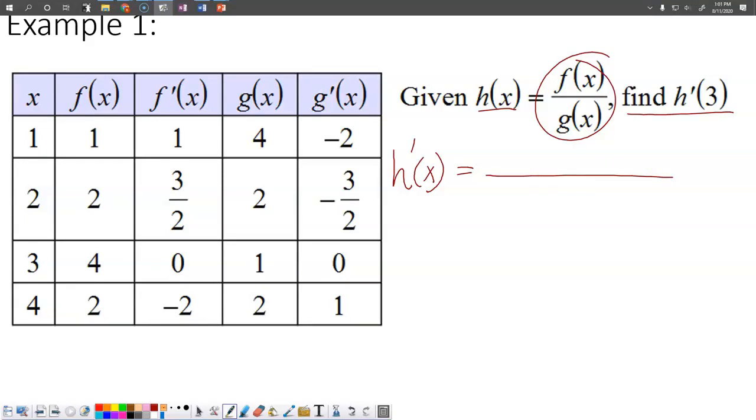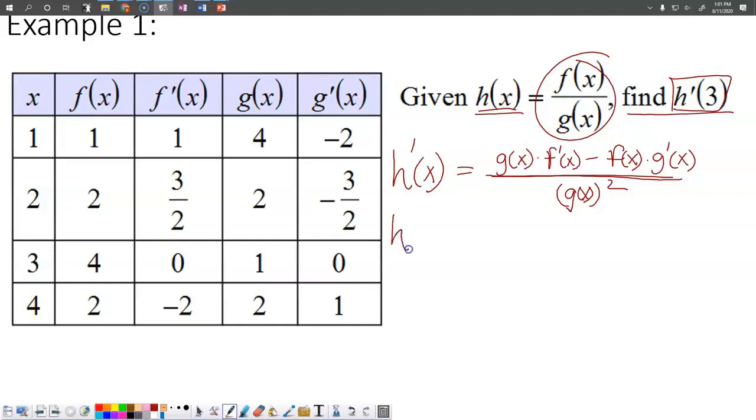It goes like this. Low, which is g, d high, which means derivative of the top function, minus high, d low. Draw a line, which I've already done, and square below. So there is my quotient rule. After you find the derivative, that's the formula that can tell me the slope of the h function at any point. Now I want to actually find out what is the slope. What is the instantaneous rate of change of this function when x equals 3?